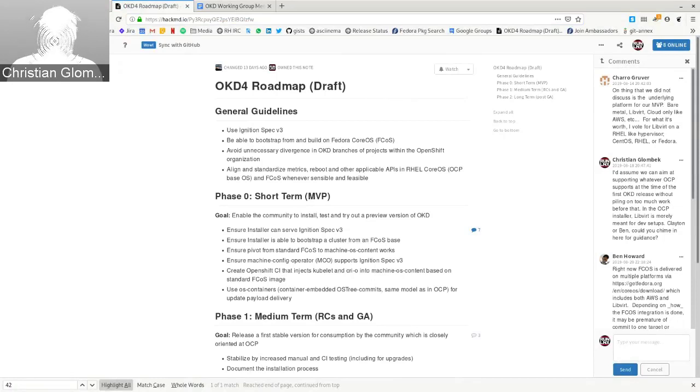Clayton here. I was trying to say, Alexander, I think it's fair to say the platforms supported will be whatever the platforms supported by the OCP are. However, if you look at phase 0, second bullet point, ensure installer is able to bootstrap a cluster from FCOS base. I believe that's the only delta. So in terms of the platforms, whatever the platforms supported over there should be here. Hopefully that answers your question.